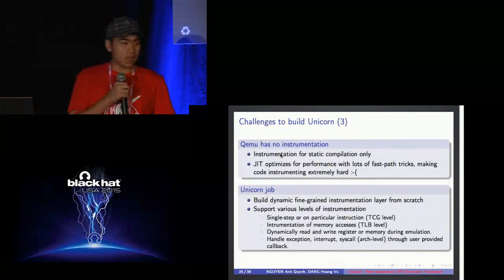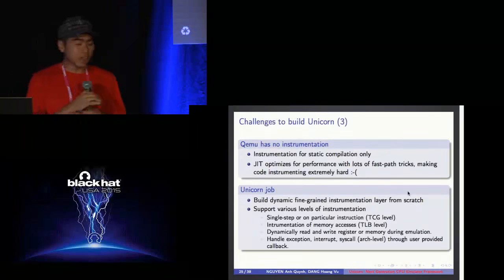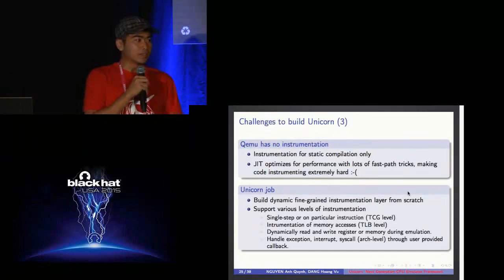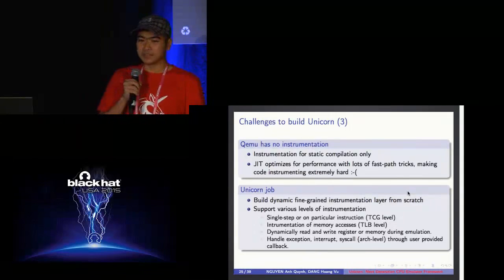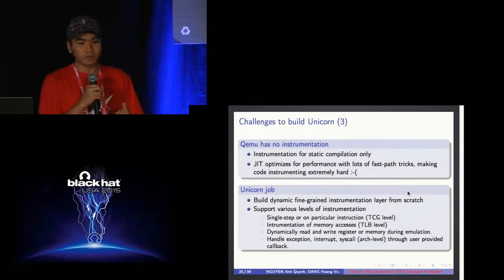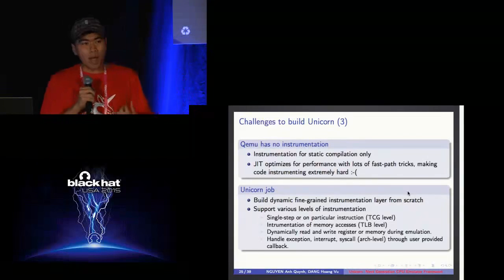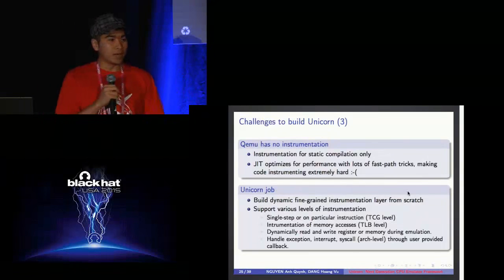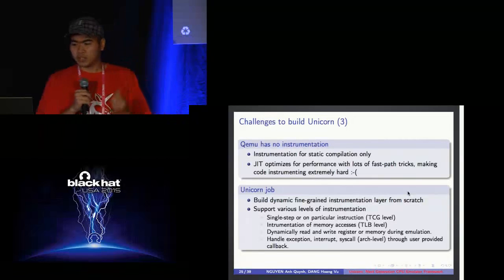So the third challenge is that QEMU has no instrumentation. Actually, it has instrumentation, but it comes as a static tool. This means that if you want to instrument some instruction, you have to add your code at compile time. You just add your code, and then it compiles into the binary, and from the binary, you can execute your instrumentation code. And also, the JIT optimizer is very bad.